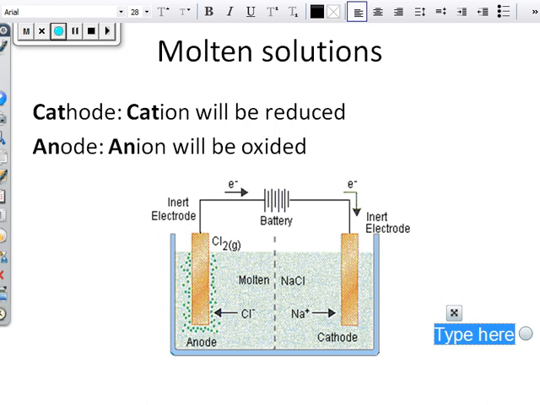Okay, so let's take the example of sodium chloride, if this was molten.